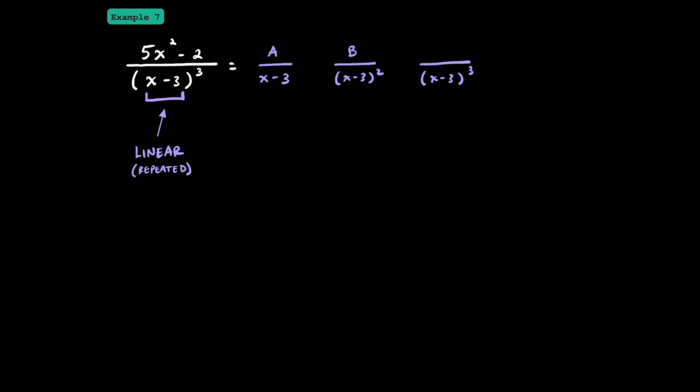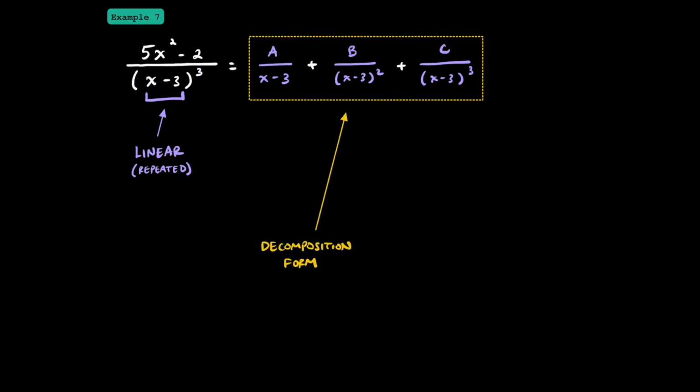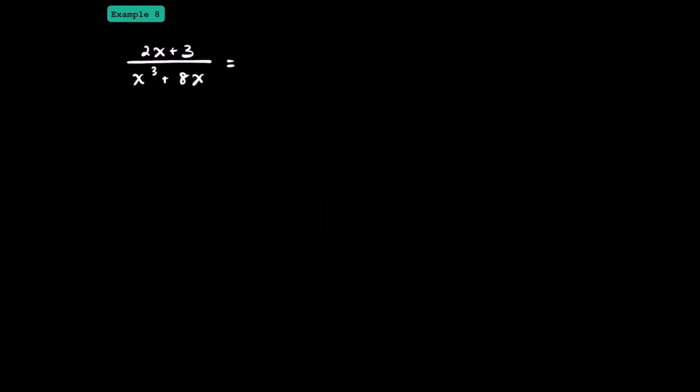And here's example 7. In this problem, we have a linear factor of x minus 3, and it's repeated 3 times. Since we have a repeated linear factor, we're going to have our first partial fraction be over x minus 3, our second one be over the quantity of x minus 3 squared, and our third one be over the quantity of x minus 3 cubed. Whenever we have repeated linear factors, we have to include each power of it. Since they're all linear, we can put an A, B, and a C in the numerators, and the sum of these gets us our form. There's our answer.